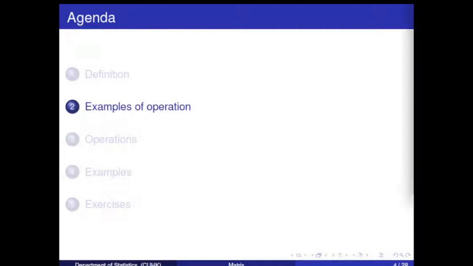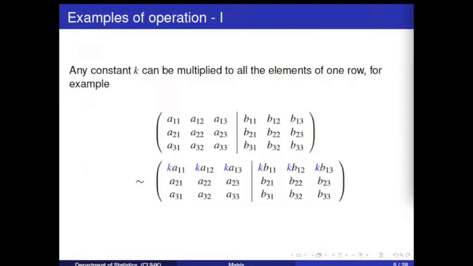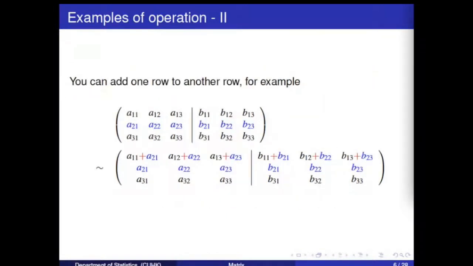Examples of operations: any constant k can be multiplied to all the elements of one row. For example, k is multiplied to all the elements in the first row. You can add one row to another row. For example, the elements in row 2 are added to the corresponding elements in row 1. You can subtract one row from another row. For example, the elements in row 1 minus the corresponding elements in row 2.